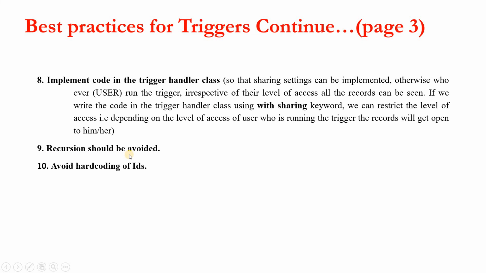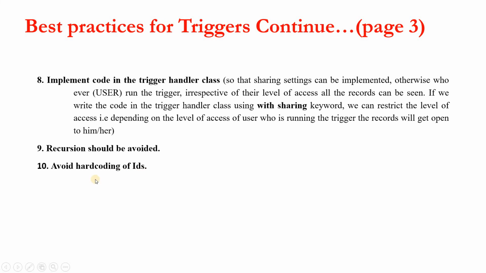And the next point is recursion should be avoided. That means we should not write a recursive trigger. I will tell you what a recursive trigger is in the next stage of classes. Recursion should be avoided. Repetition, loop, recursion should be avoided.